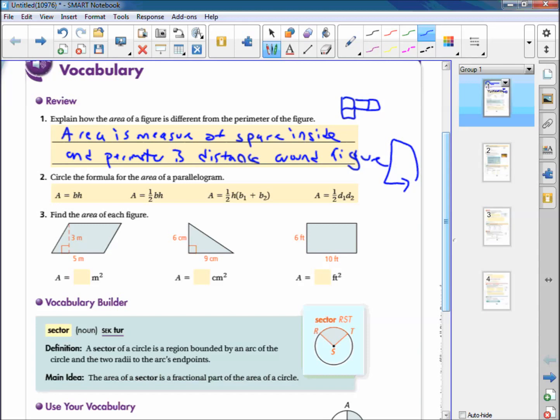Okay, so circle the formula for the area of a parallelogram. That's going to be our first one. Remember, this is a triangle, this is a trapezoid, and this one's a kite. Okay. Find the area of each figure, so we just have some review here.